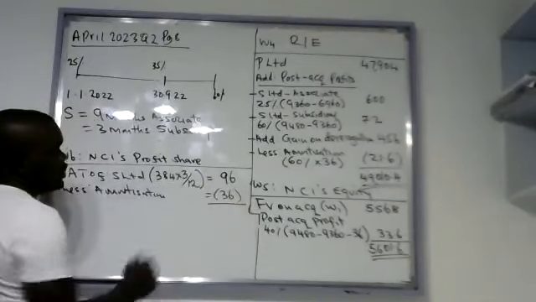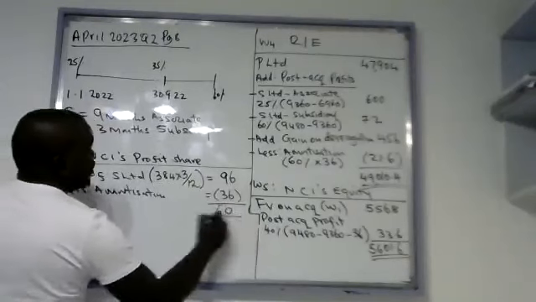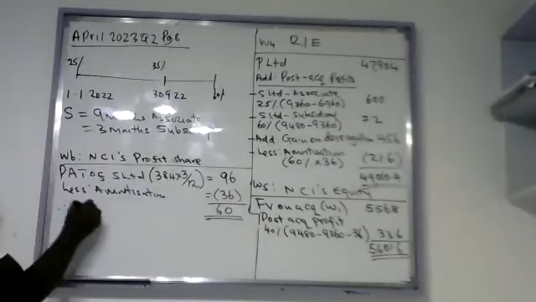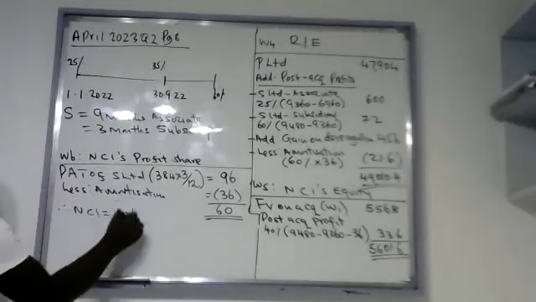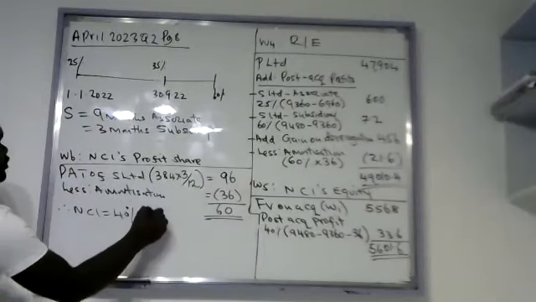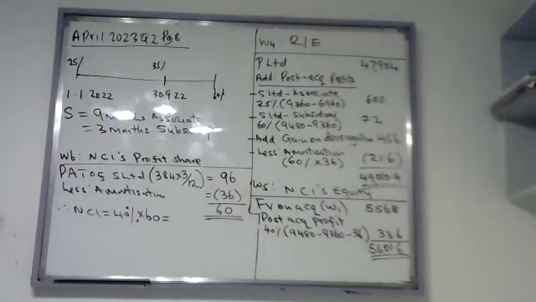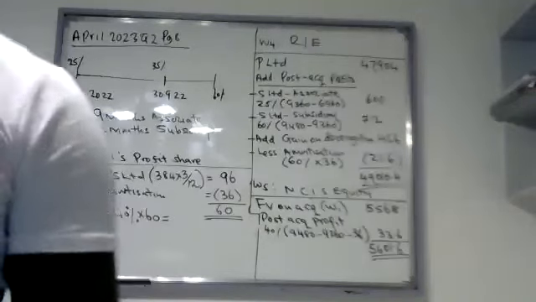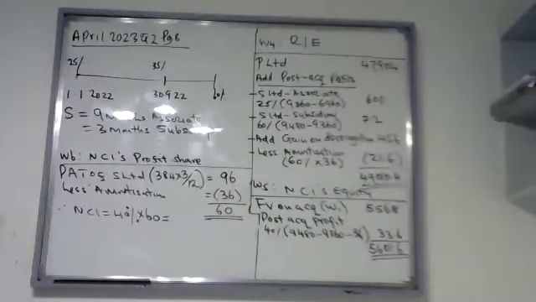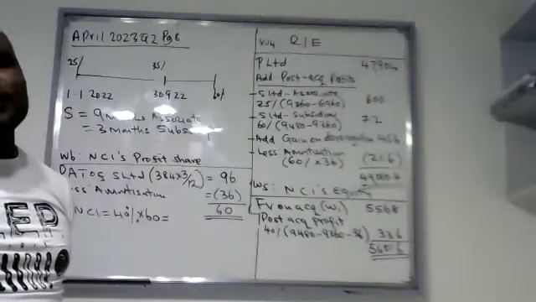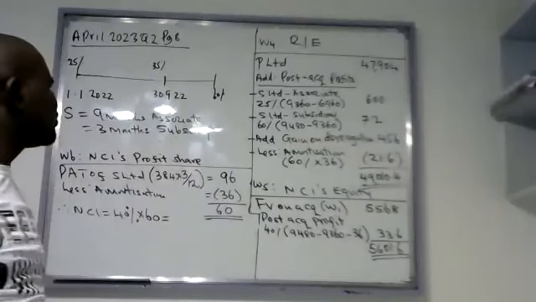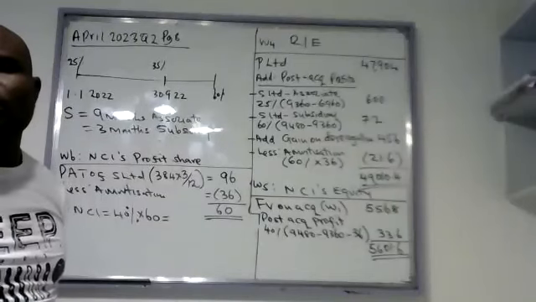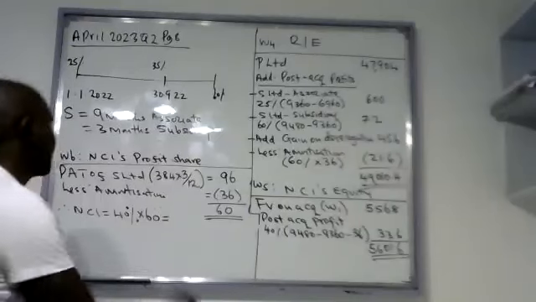This is 60. Therefore, NCI will take 40%. 40% of 60. That is what they will take in their books. What is 40% of 60? 24. Yes, 24.